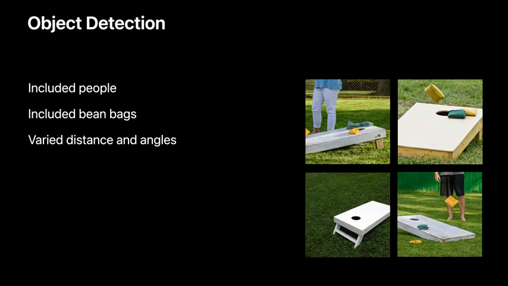We noticed, however, that a few things initially threw the model off. All of our original data was collected without people or beanbags in the images. The first model sometimes had difficulty detecting boards when people and beanbags were in the frame. Adding images that included people and beanbags improved the model. Also, after our initial round of data collection, we added additional images from a range of distances and angles, which helped improve the model when the phone wasn't directly perpendicular to the board.